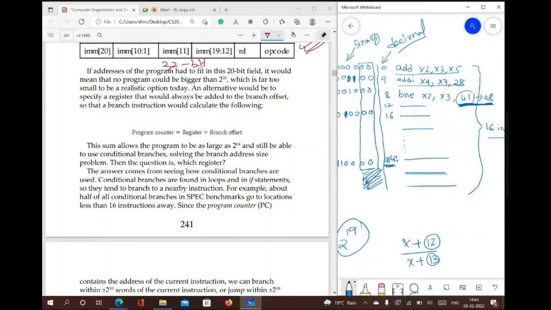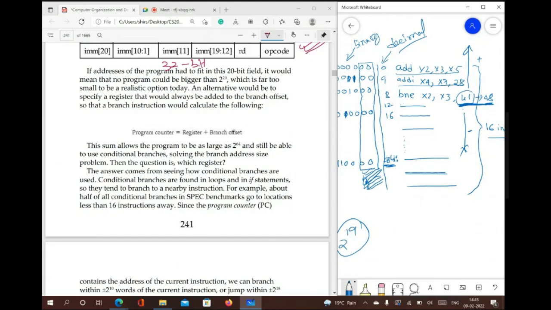So normally what is this X? Normally this X is actually the program counter. This register is called the program counter. So whenever we write BNE x2, x3, L1, it normally jumps to program counter plus L1. So from the program counter, it will go either in this direction or this direction. Let us consider the upper direction as the plus side and the lower direction as the minus side. So it can go in both directions.